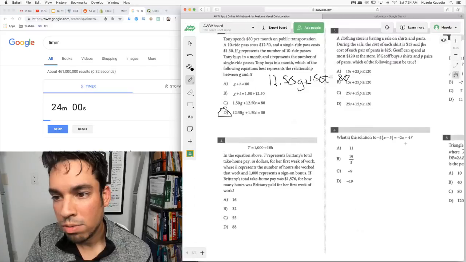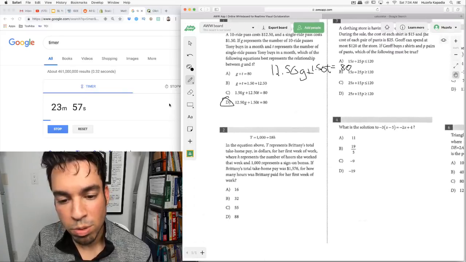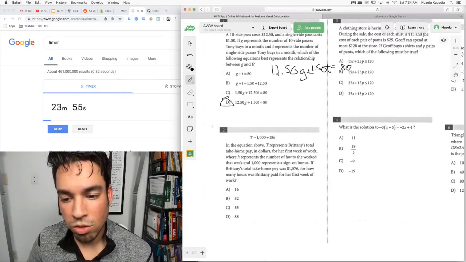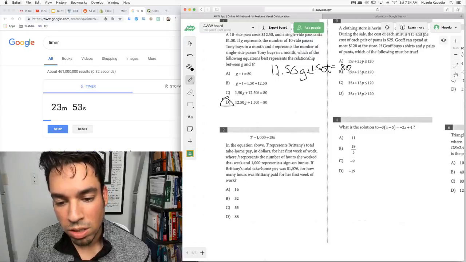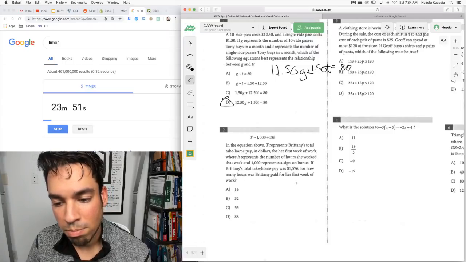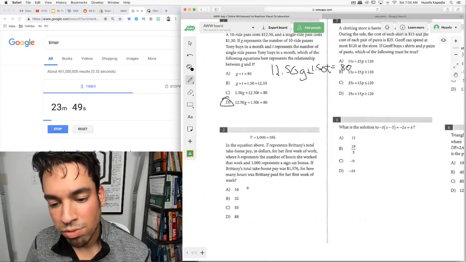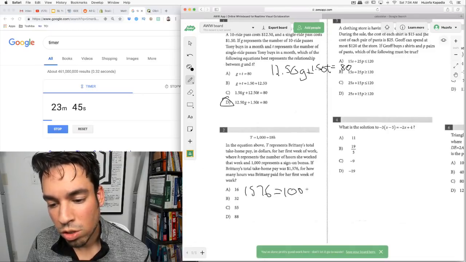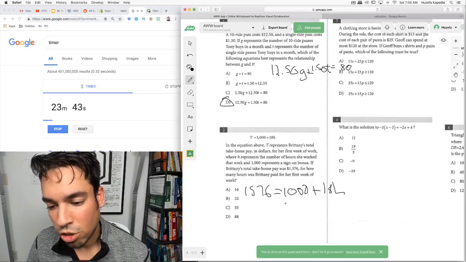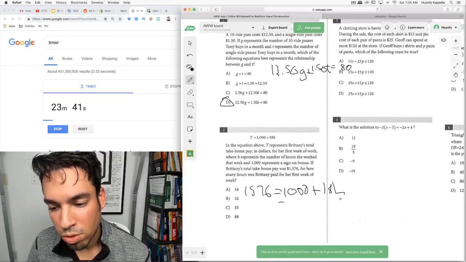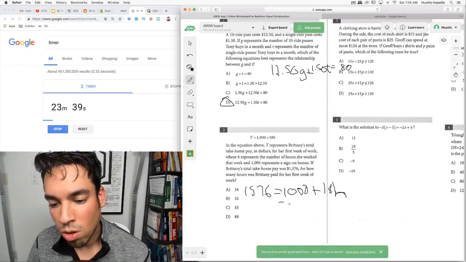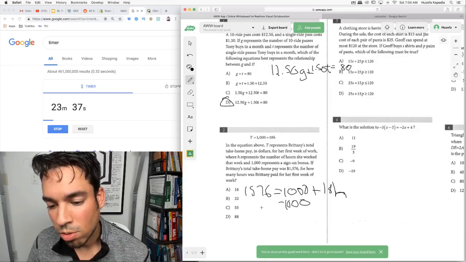In the equation above, T represents Brittany's total take-home pay in dollars for her first week of work, where H represents the number of hours she worked in that week, and 1,000 represents the sign-on bonus. If Brittany's total take-home pay was 1576, so that's my total, how many hours did she work? So literally all I'm doing is plugging and chugging and solving for, oops, that's supposed to be an H, not an L, and solve for H, so I'm going to isolate by subtracting 1,000.